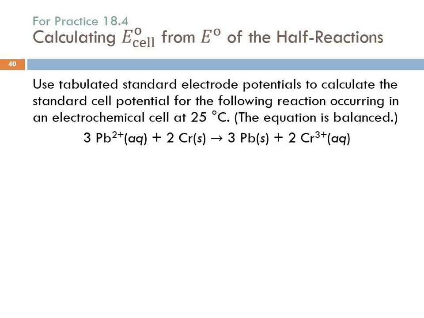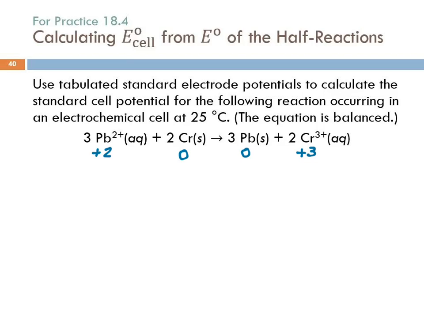So last week we learned about balancing half reactions, right? And so this is a real simple one. We can look and write the oxidation states. The oxidation state of Pb2+ is what? Plus 2. And how about for chromium? 0. Elements have 0 oxidation number. Ions have an oxidation number equal to their charge. So this is 0, and this is plus 3.